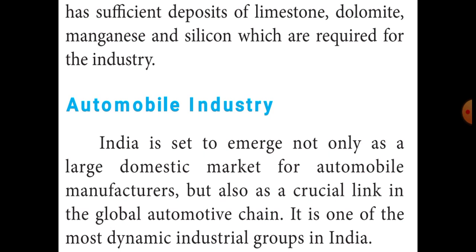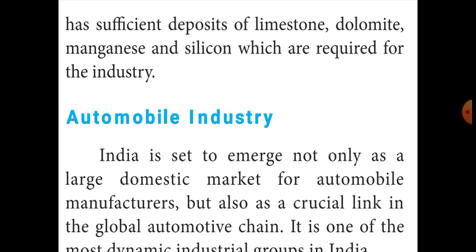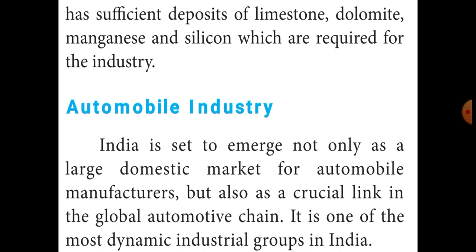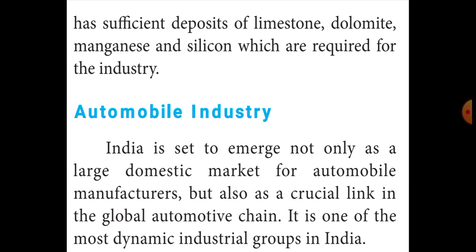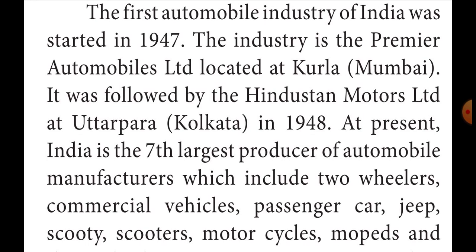The first automobile industry of India was started in the year 1947. That is Premier Automobiles Limited, located at Kurla, which is nearby Mumbai. It was followed by Hindustan Motors Limited at Uttarpara, in Kolkata, which was set up in the year 1948.